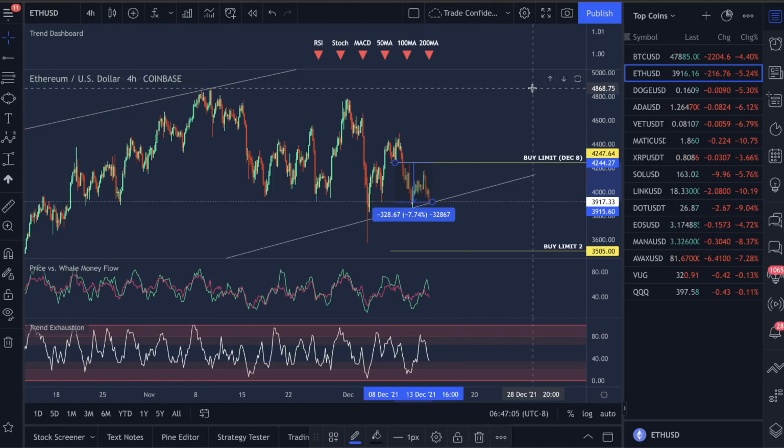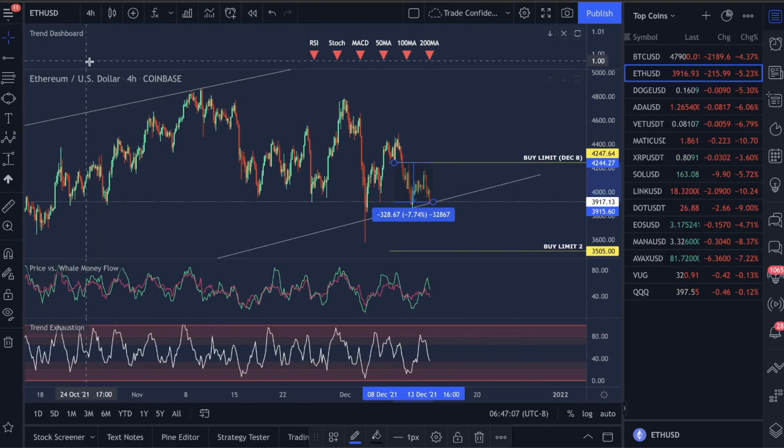Okay, guys, let's dive in here. I'm going to start here. We're just going to go from the top to the bottom. Trend exhaustion, trend dashboard, price per swap, money flow, and then ending with trend exhaustion here. Trend dashboard, what do I use this for?